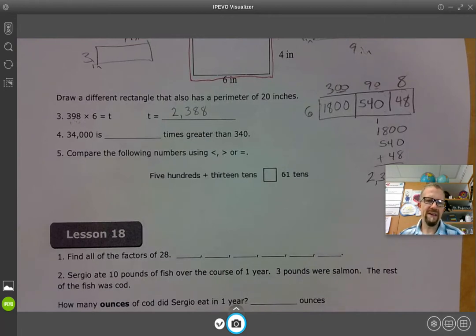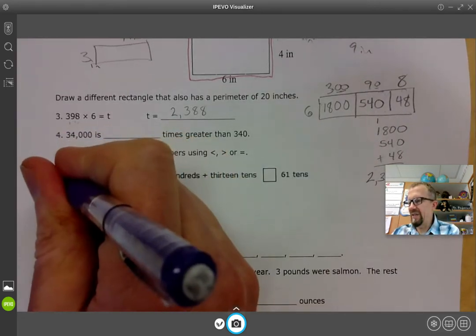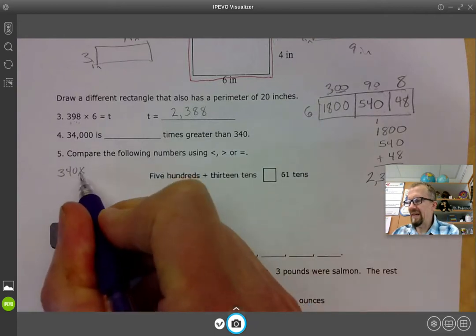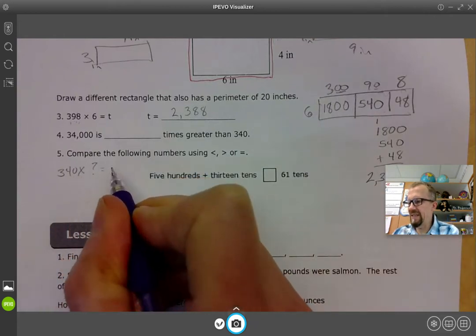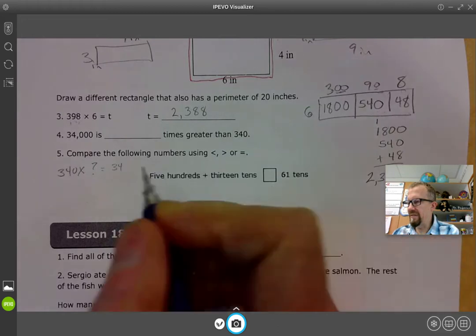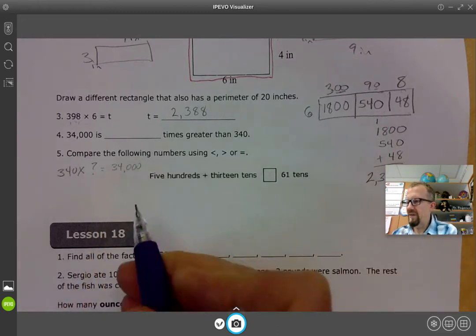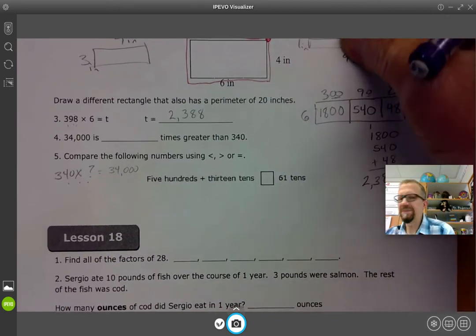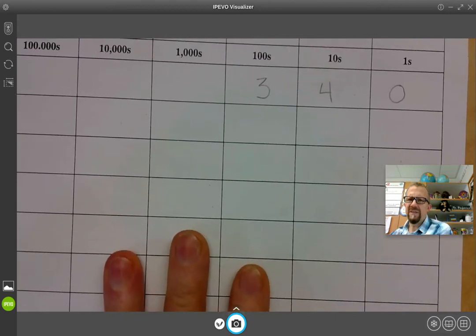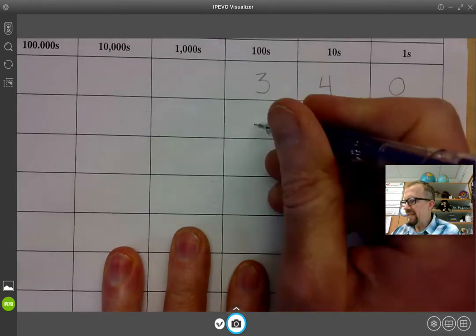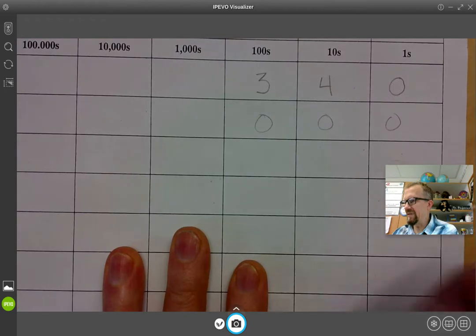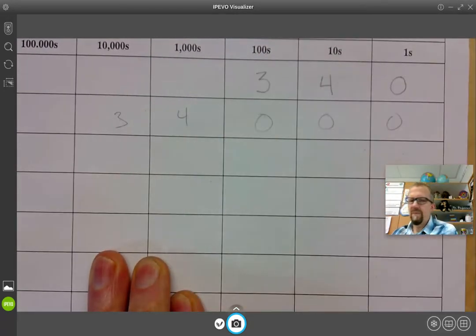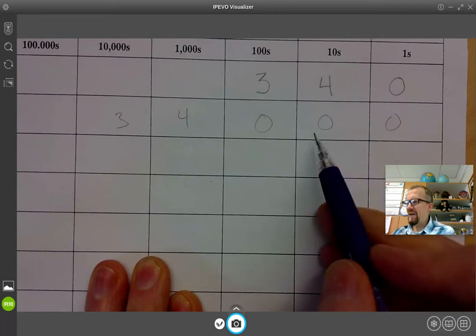Okay, number 4, 34,000 is blank times greater than 340. So this is also, we're saying 340 times blank equals 34,000. Because 34,000 is how many times bigger than 340? Well, I have a place value chart here. Here's 340, and I want it to be in the thousands, right? 34,000. And how many times bigger?